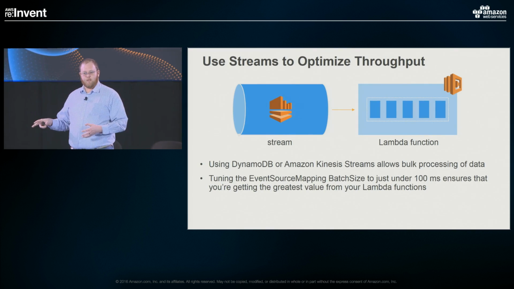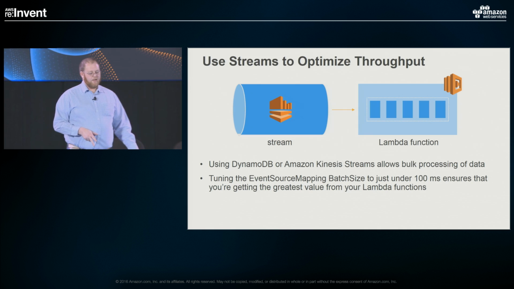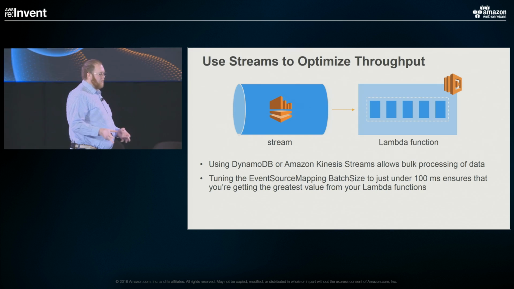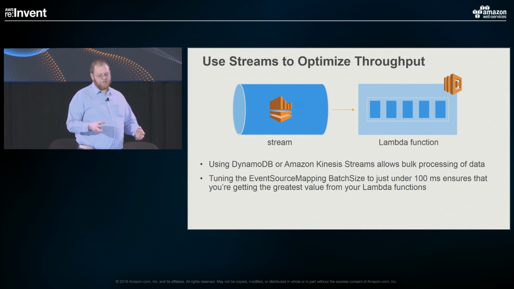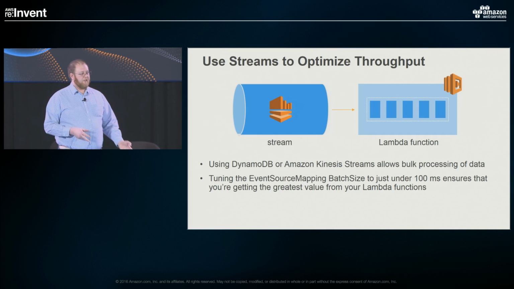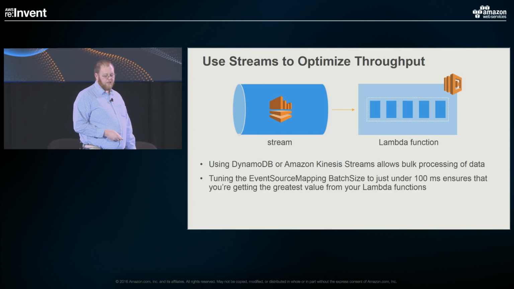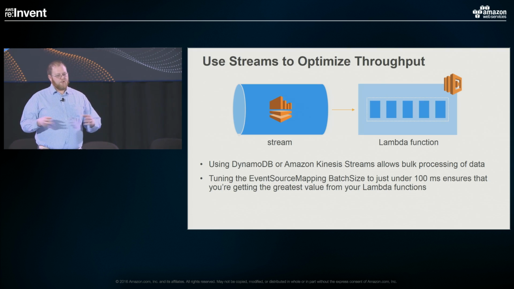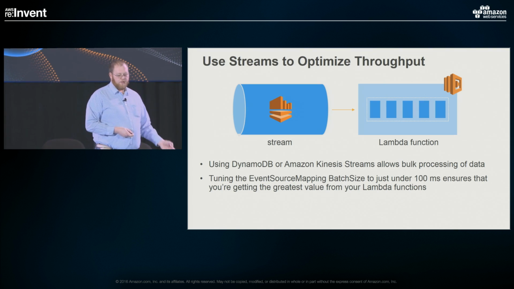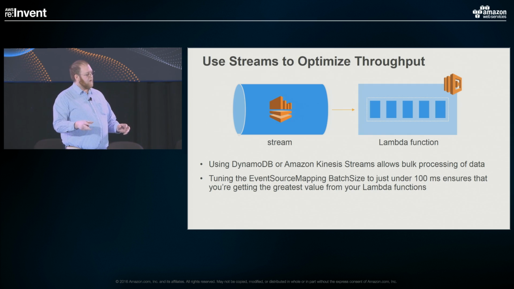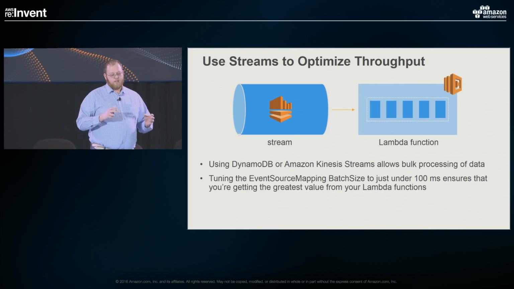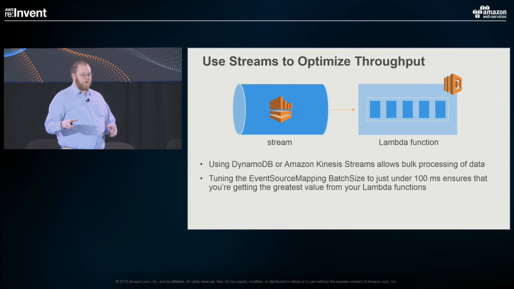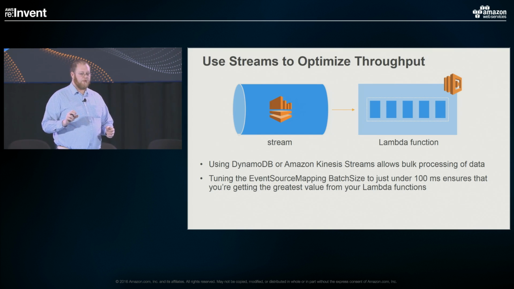So using streams, we talked through this a little bit already, but I think there are a couple of important points here. If we're going to use Kinesis or Kafka or something like that, specifically with Kinesis, if we're pulling in a bunch of asynchronous data, like the updates that we were talking about, the second bullet point here is that we want to tune the event source mapping batch size to just under 100 milliseconds, right?